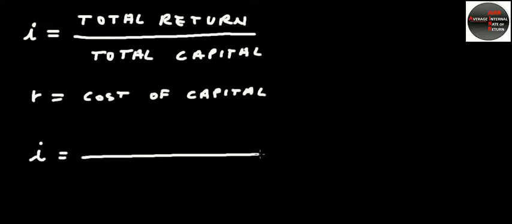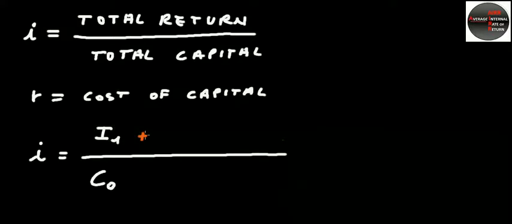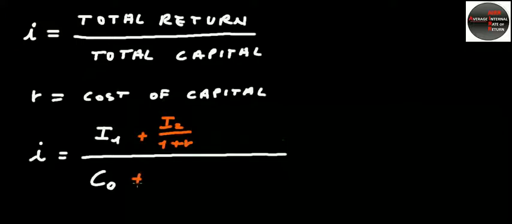Now, in a one-period project we have only one income, and we divide it by the only capital invested at the beginning of the first period at time 0. If we have a two-period project, then we just have to add the second income discounted by one period, and as for the capital, we just have to add the second capital invested in the second period discounted by one period.